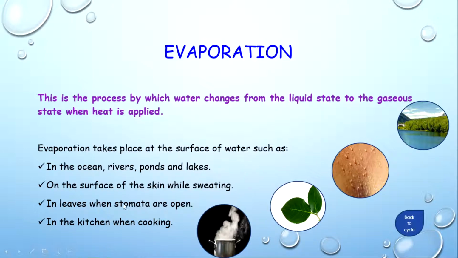It can take place in a leaf when stomata are open, and we call that process transpiration. We'll look at that separately, or you can simply say evapotranspiration. It also takes place in our kitchen while we're cooking. While we're cooking, you see steam coming from our pot, which means the liquid water in the pot is converting to a gaseous state. The gaseous form will escape from the surface of the liquid water into the atmosphere, and that is evaporation. So let's go back to the cycle to check out the other processes.